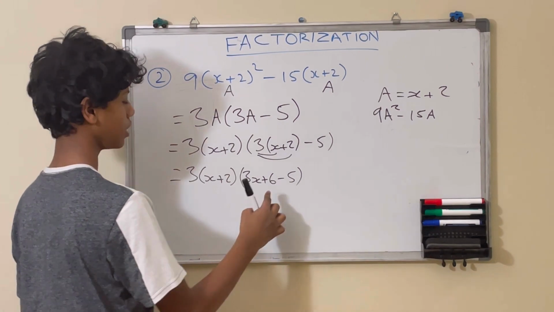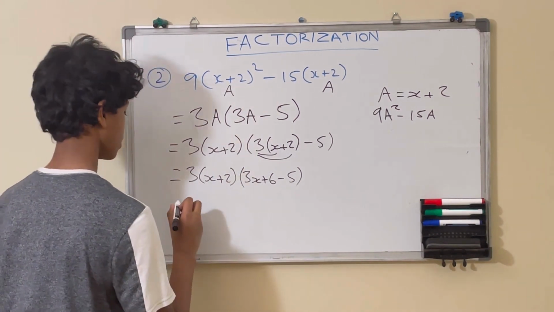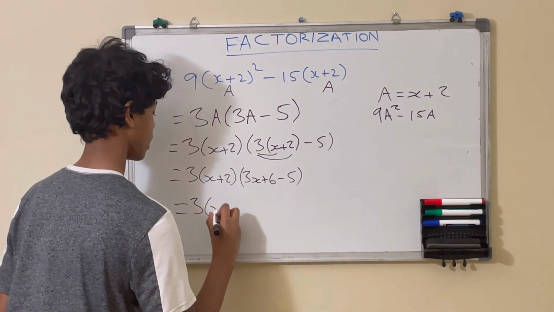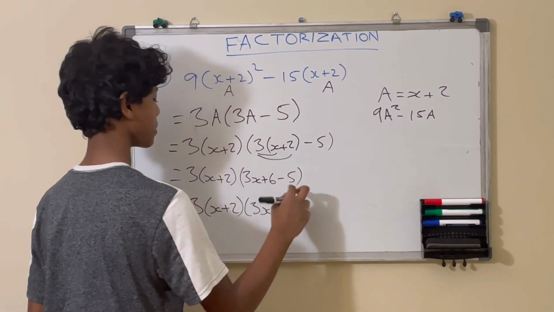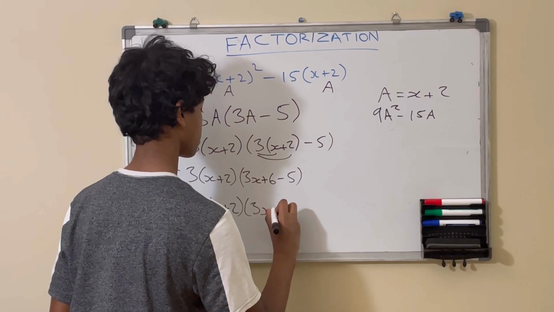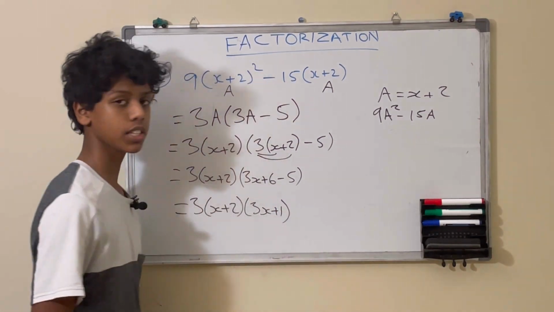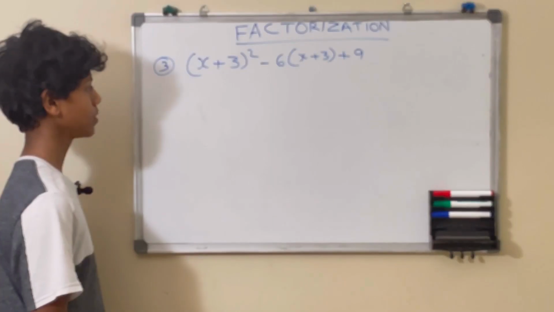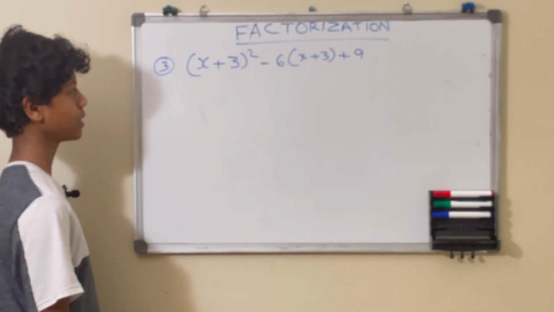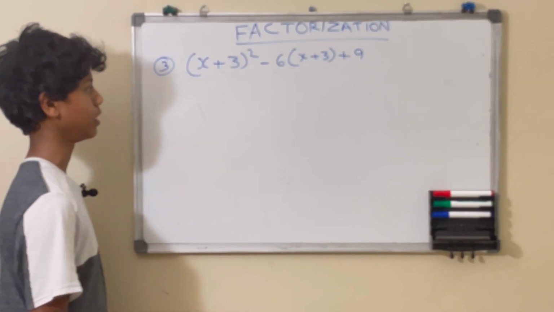So now all we need to do is solve that. 6 minus 5 is 1, so we get 3x plus 1. And that's our answer to our factorization question for question 2. Question 3: (x + 3) squared minus 6 times (x + 3) plus 9.